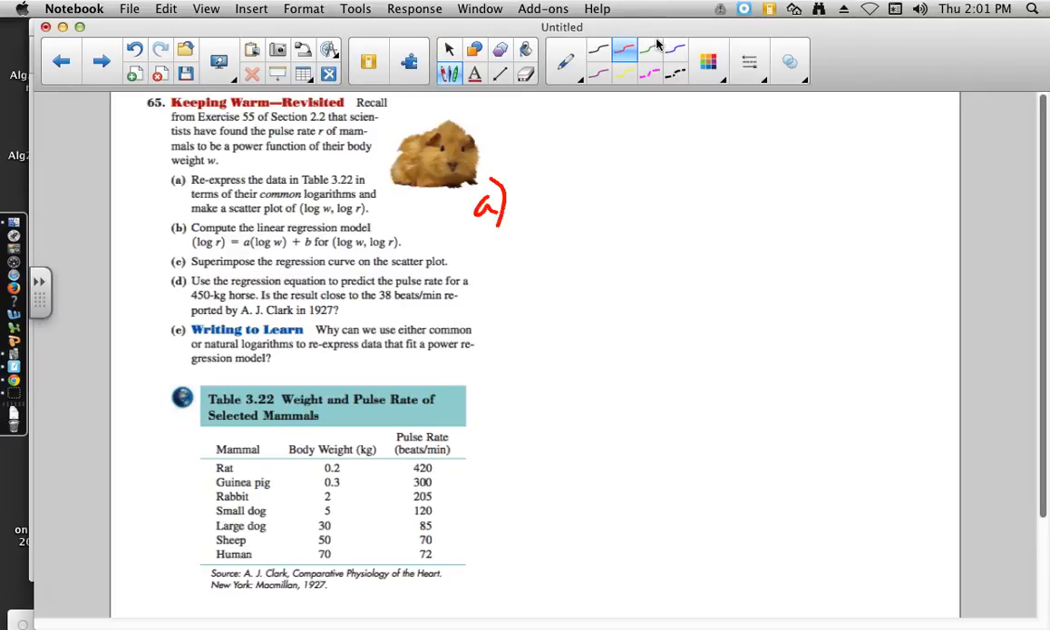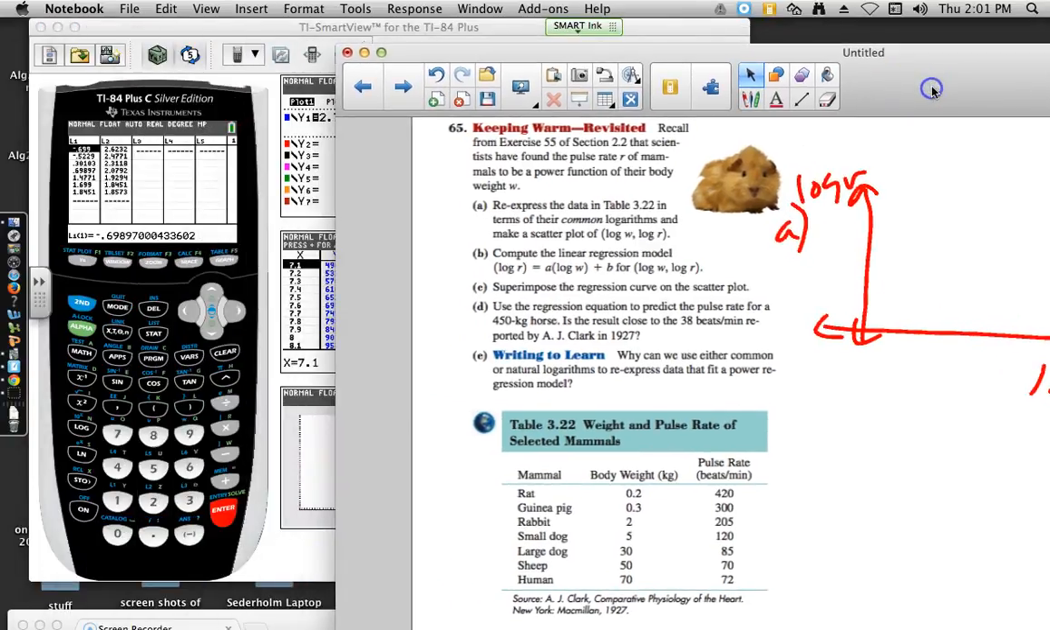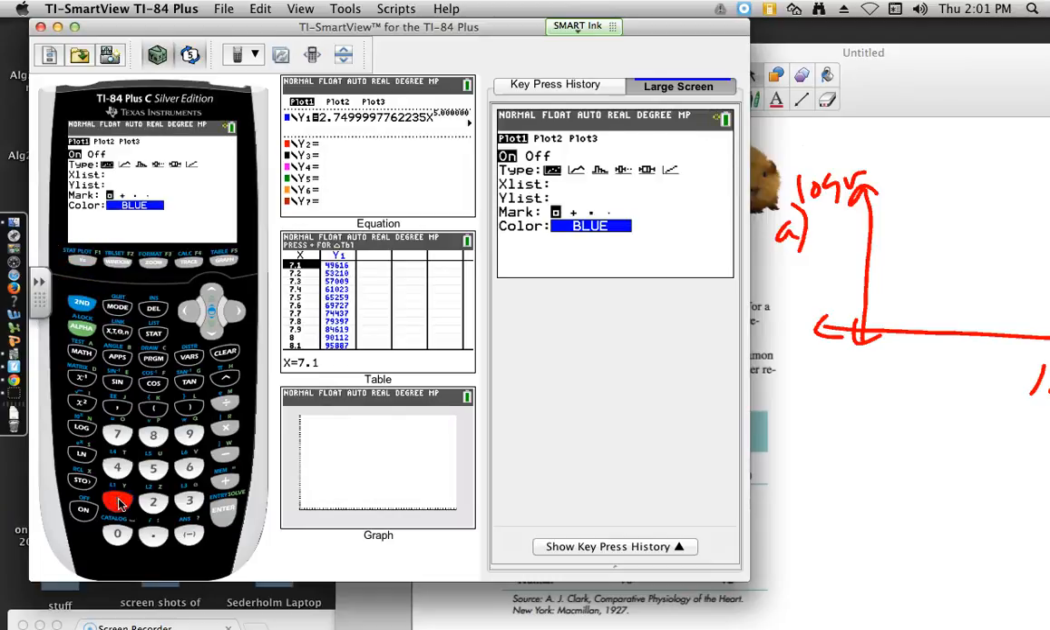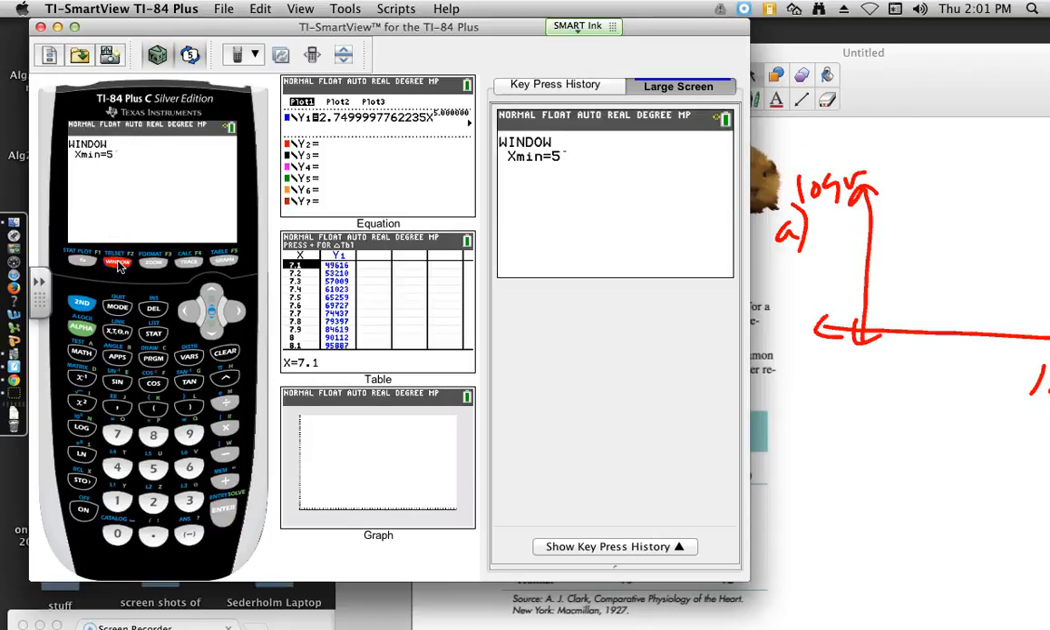And it just said re-express the data and then make a scatter plot of the data of those logarithms that we have. And I just want to see a quick little sketch of what you see in your scatter plots. So second stat plots. Number 1 is already turned on, which is good news. So let's go to the window and take a look at our values.